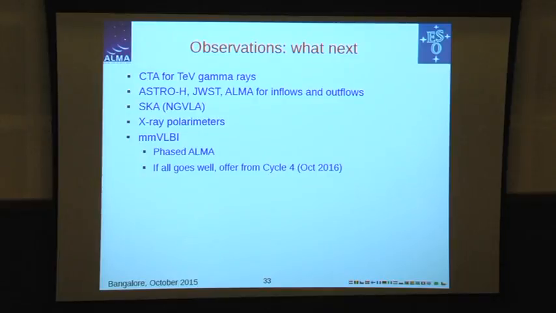We're already in the position of being able to use ALMA to look at molecular inflows and outflows. JWST and ASTRO-H will give us those capabilities in the infrared and the X-ray. Hopefully at some time in the not too distant future we'll have at least the first phase of the SKA, which will augment the capabilities we already now have with the expanded VLA.